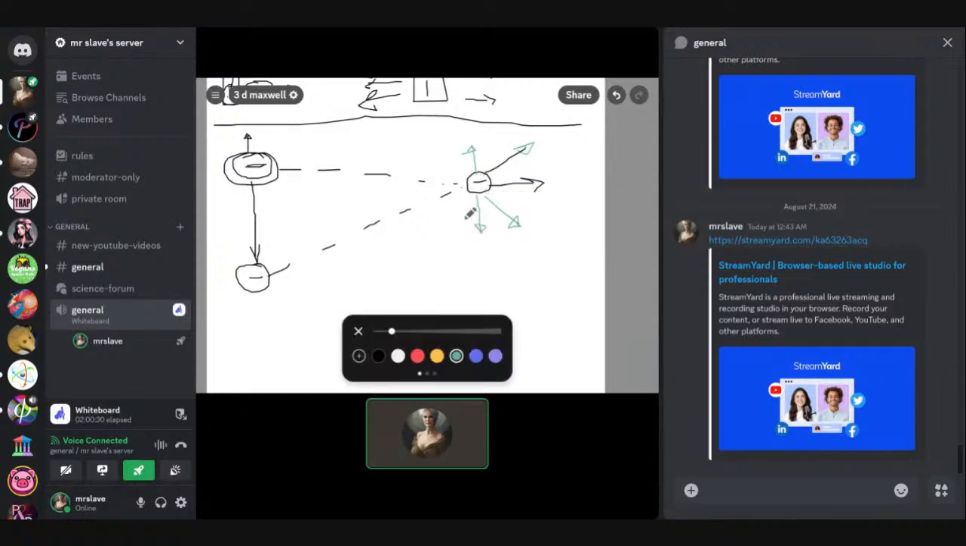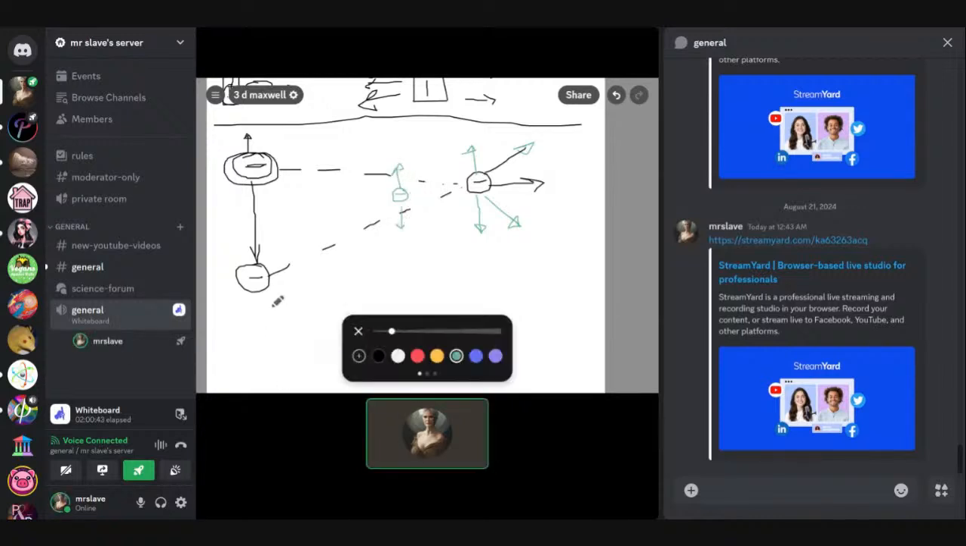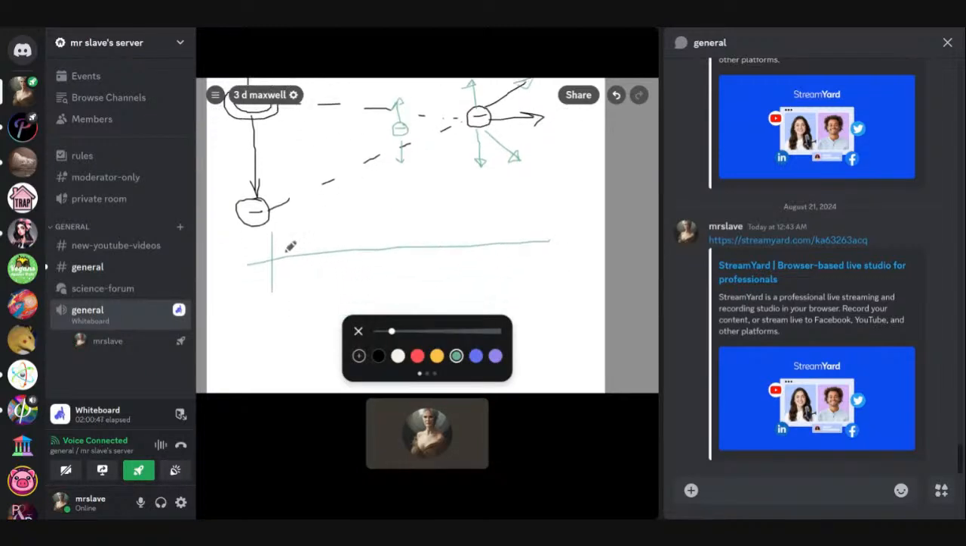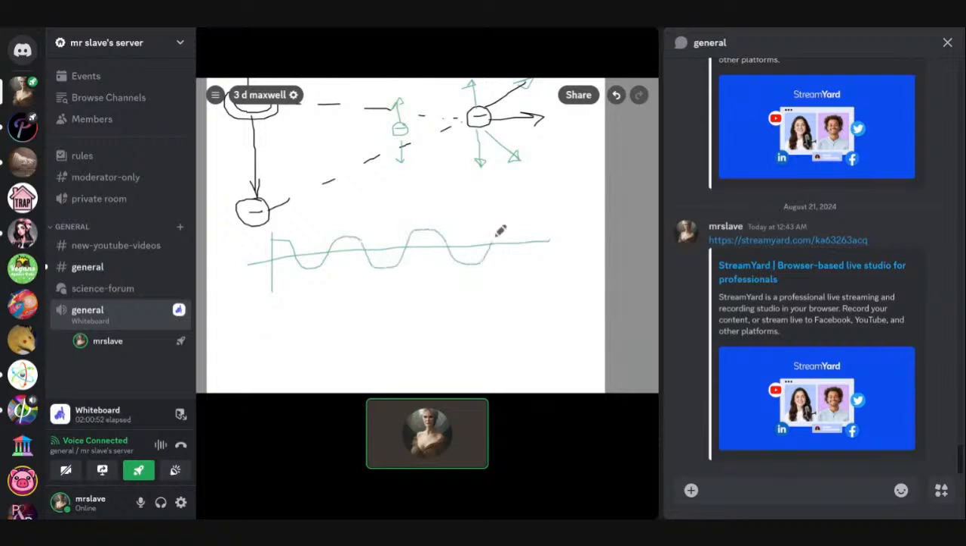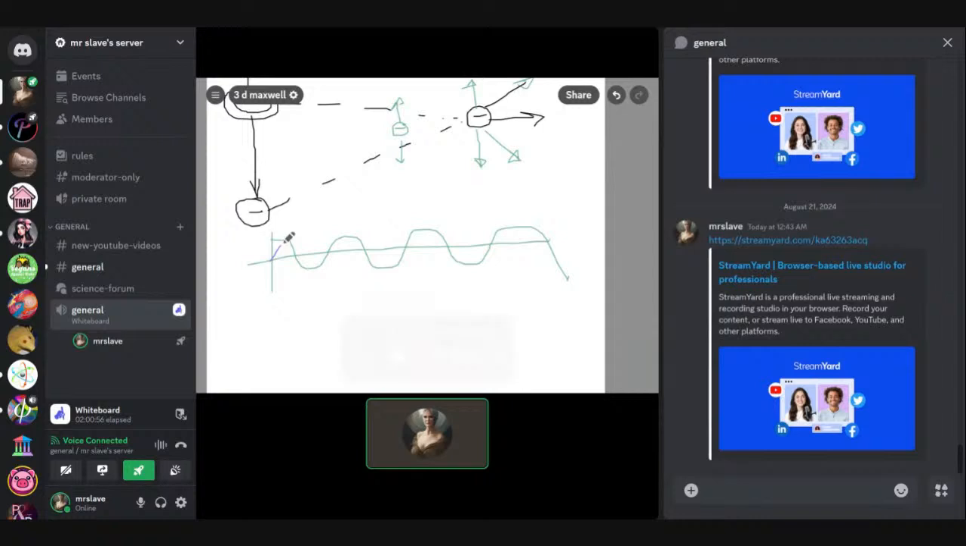How do you create an electromagnetic wave? Ultimately, a test particle needs to want to go up and down. And that's what we see in the diagrams of the electric field and the magnetic field.